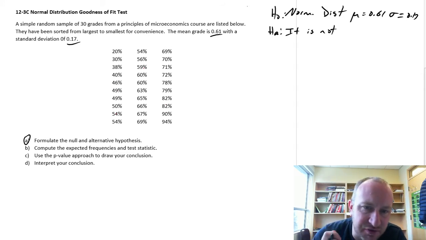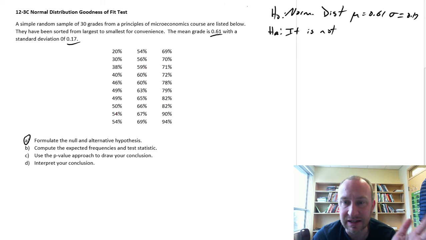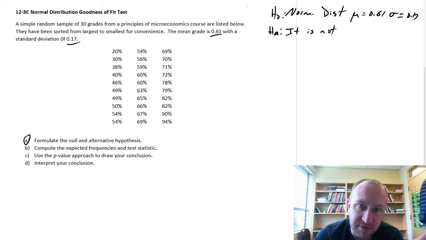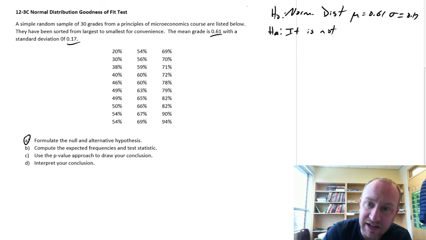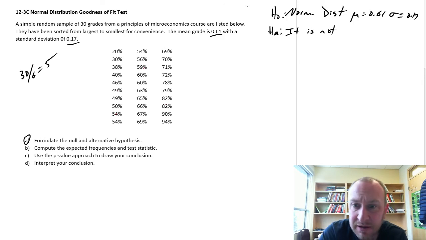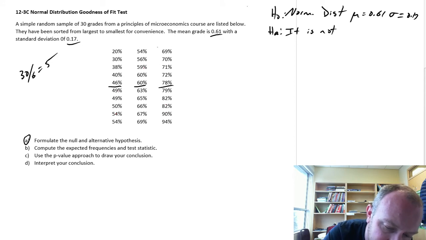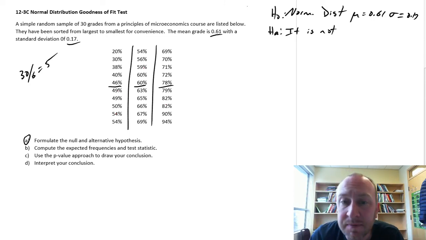Part B, compute the expected frequencies and test statistic. So here we actually have to compute the expected frequencies and the actual frequencies. We have a requirement of a minimum of 5 observations in each probability interval. Here I've got 30 observations, so my expected frequency has to be no less than 5. Since 30 divided by 6 gives us 5, I can split my 30 observations into 6 categories, each with 5 observations in them.